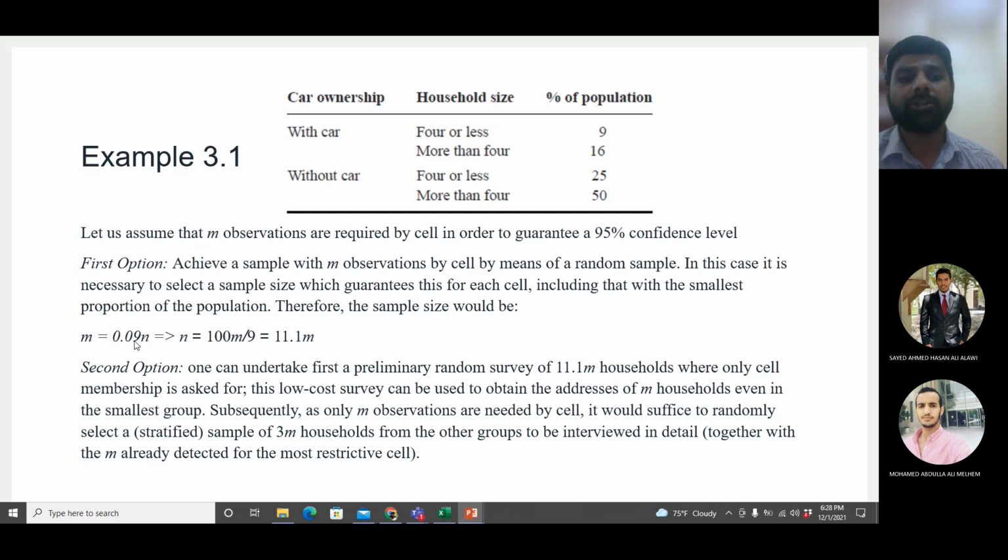Okay, so if 9% of n, n for what? n for number, or n for new. So if 9% of n equals m, then the remaining cells will have more than m values, because for this cell you will have 0.16 of n, for this cell you will have 0.25 of n, and for this cell you will have 50% of n.